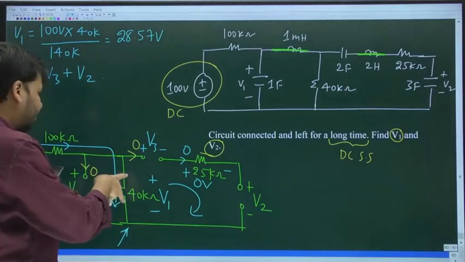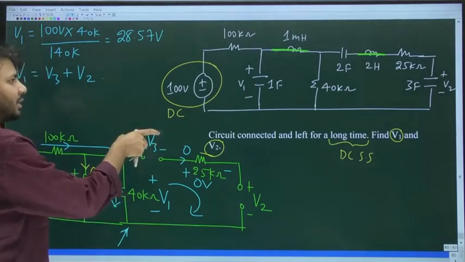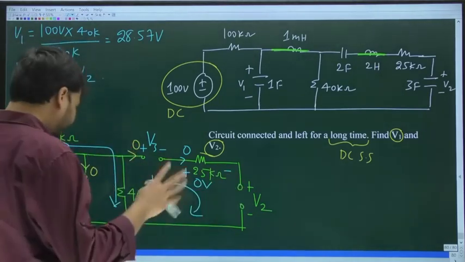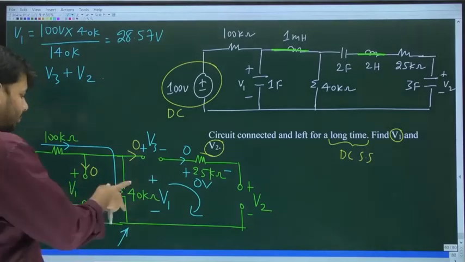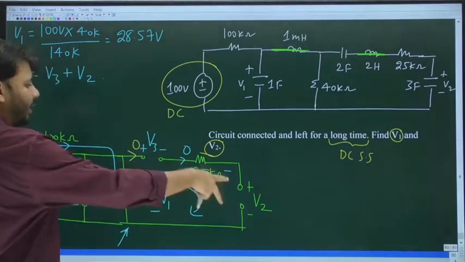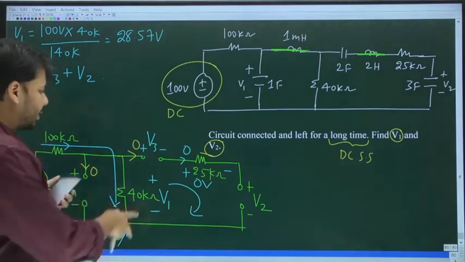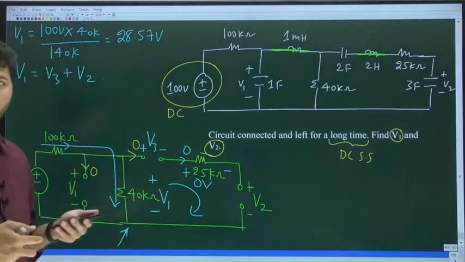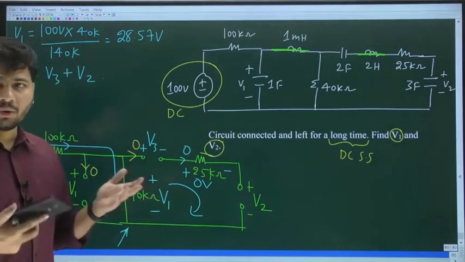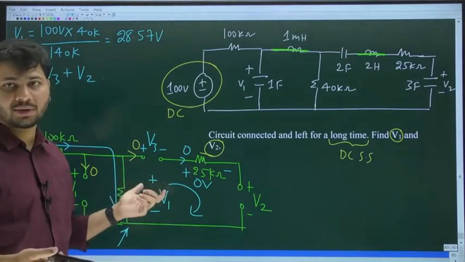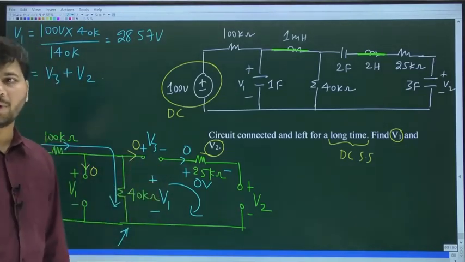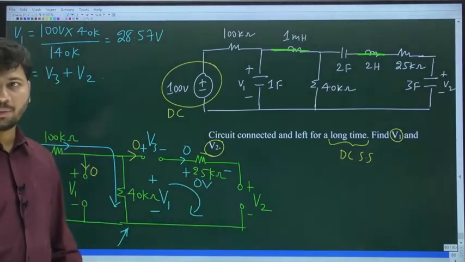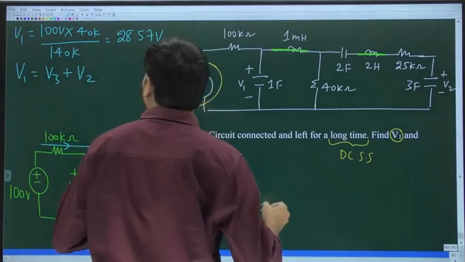So the voltage drop across 40k will be equal to the drop across this open circuit plus the drop across the other open circuit. You cannot say that this entire V1 will only appear across this open circuit. It can't be, right? This V1 will get divided between the two open circuits. But remember, it is not actually an open circuit. What we have here is a capacitor, which will behave like an open circuit. And here also we have a capacitor which will behave like an open circuit. So the actual thing is like this.